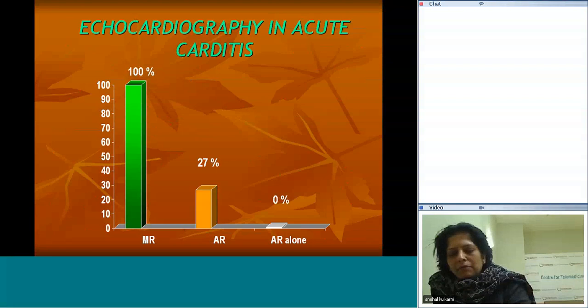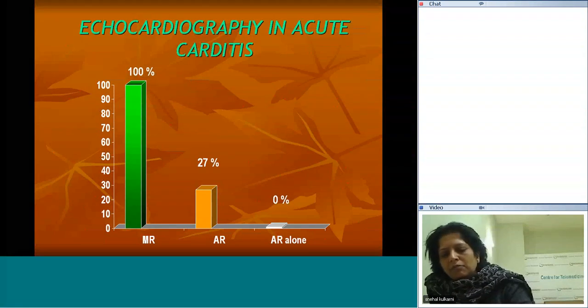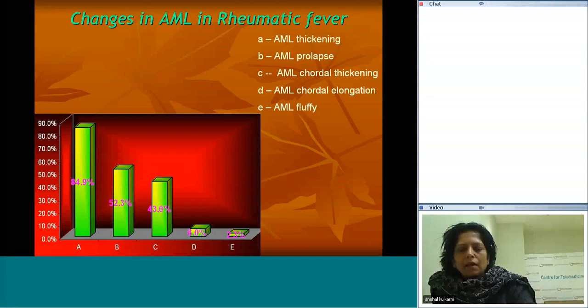So, this is again a report by one of our centers in India. In patients with carditis, they picked up, on echocardiography, mitral regurgitation in 100% of patients, and aortic regurgitation in 27% of patients. AR was always in combination with MR, and isolated AR was not seen in any of the patients.